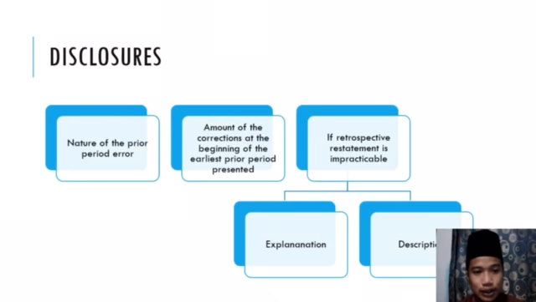For the disclosure, first, we need to mention the nature of the prior period error. The second one is the amount of the corrections at the beginning of the earliest period presented. The last one is, if retrospective restatement is impracticable, hence we need to give the explanation and the description of the areas and how we solve it.